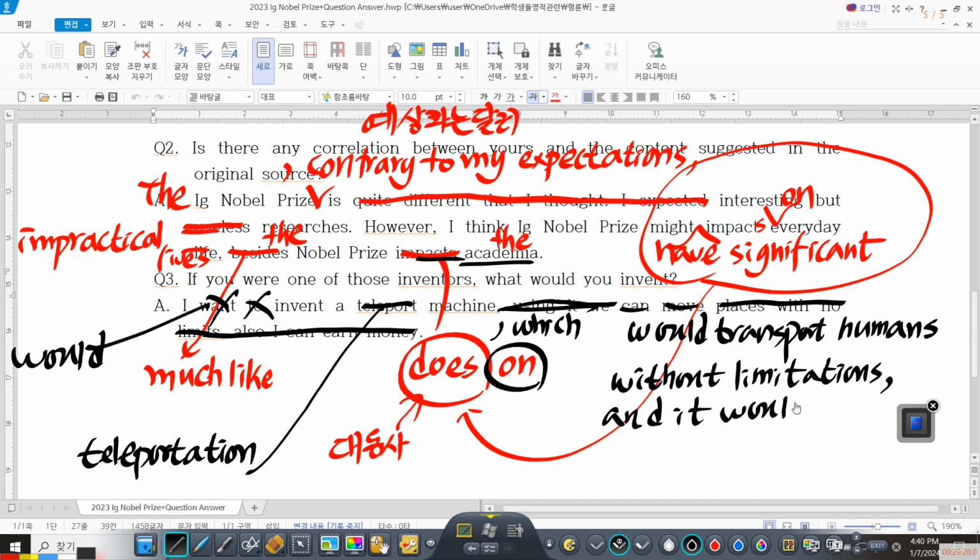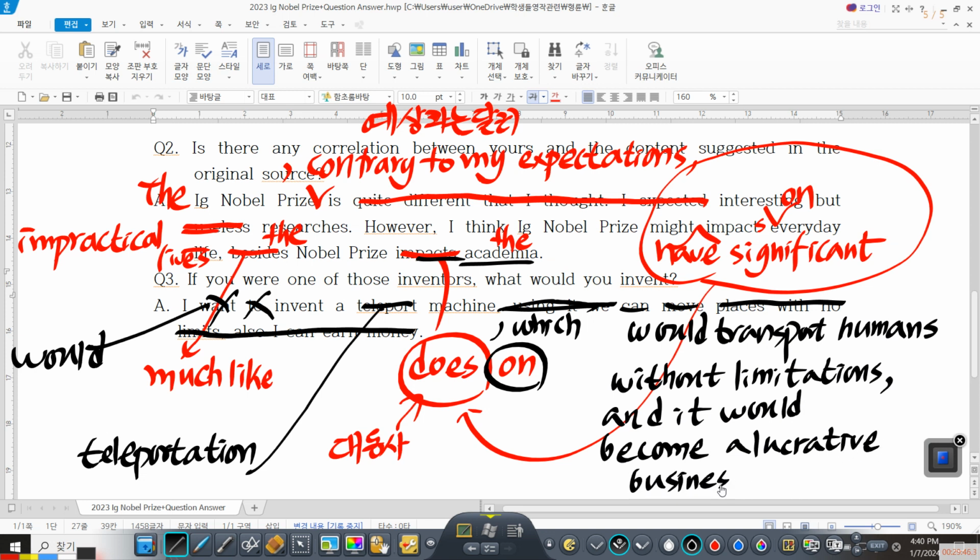And it would become a lucrative. You know what lucrative? Lucrative means 황금성이 뛰어나, 돈이 되는 사업. Lucrative business. For me. That is a problem. You should get rid of that desire to be super rich. You're not going to be next Elon Musk. Okay?